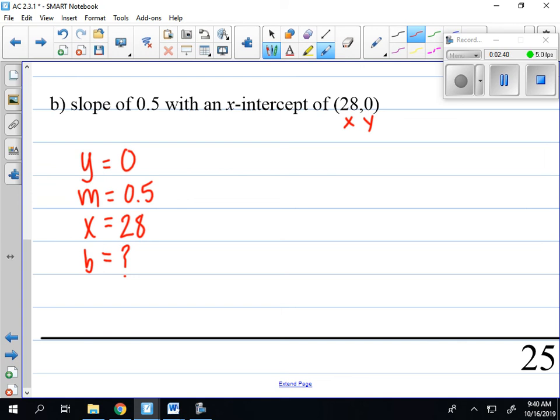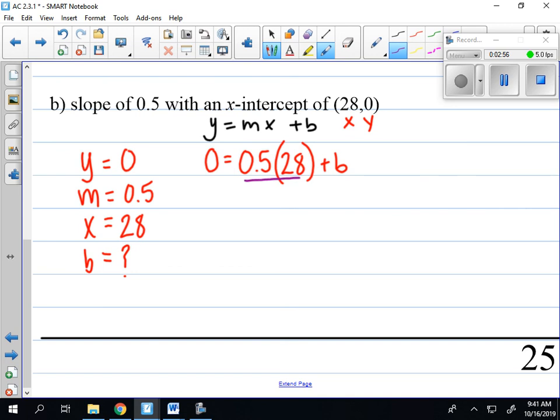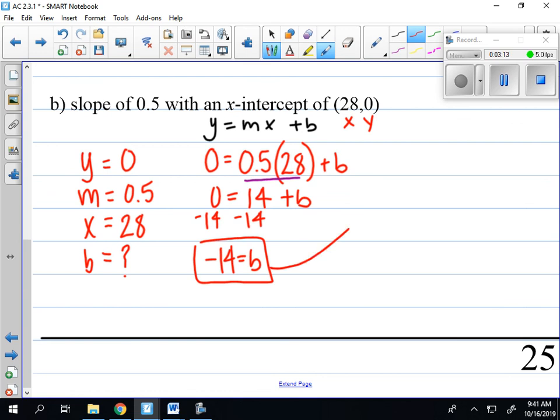So my numbers when I plug them in are 0 equals 0.5 times 28 plus b, because I know they have to follow the pattern y equals mx plus b. So let's multiply my slope and x value together, and I'll get 14. And then I want to move 14 to the other side, so I'm going to subtract it to cancel it out. So my y-intercept is negative 14. So that means I can write my final equation. y equals 0.5x minus 14.